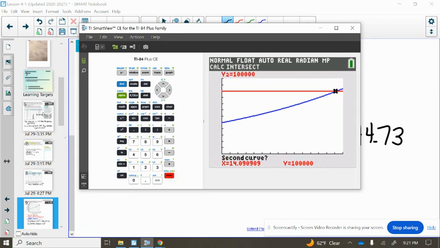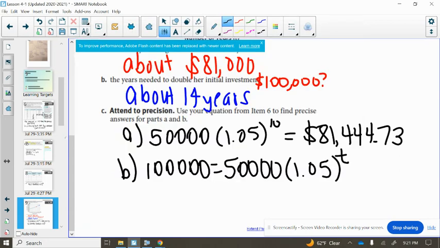So if you scroll on top, hit enter a few times, we see it just about 14.2 years is when we're going to see that overlap, the intersect between our two graphs.